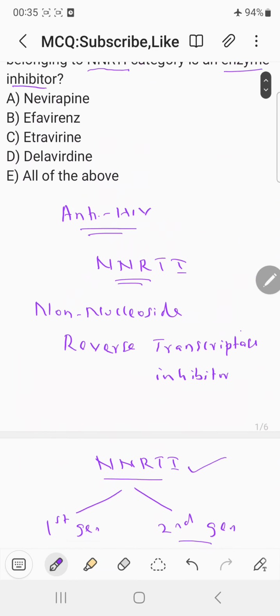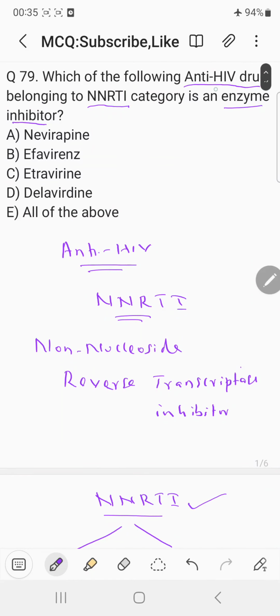Okay, now coming to the question, which of the following anti-HIV drugs belonging to the NNRTI category is an enzyme inhibitor? As I told you, you can remember this mnemonic NEED. In this NEED, the first three drugs are enzyme inducers, whereas dilavirdin is an enzyme inhibitor. So the correct answer would be D choice, dilavirdin.